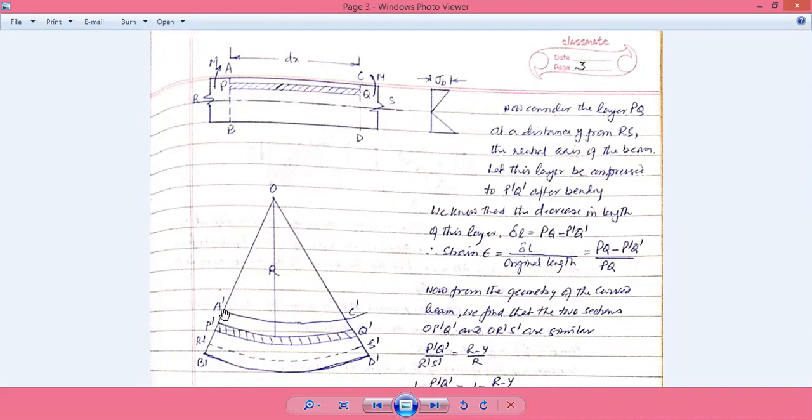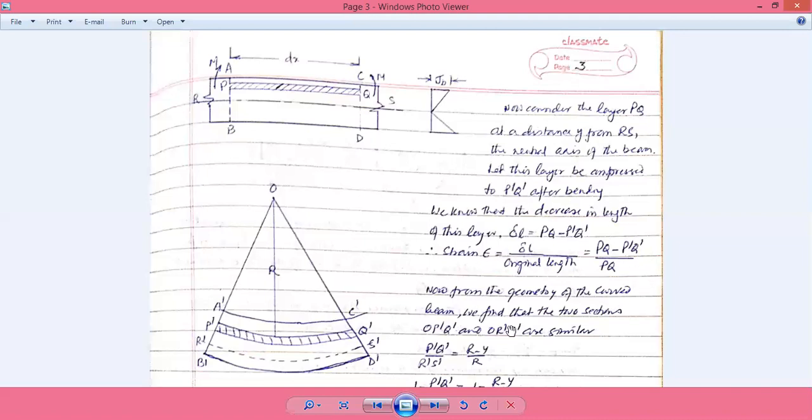Now, what happens after the bending, due to the action of the external bending moment? This particular elemental length of the beam will take this form A1, B1, A1 dash, B1 dash, C1 dash, and D1 dash. Before the bending, our section under consideration was PQ, and after the bending, it becomes P dash Q dash. R S was our neutral axis, the initial axis, and after the bending, it is R dash S dash. And R is the radius of curvature of the central axis of the beam itself.